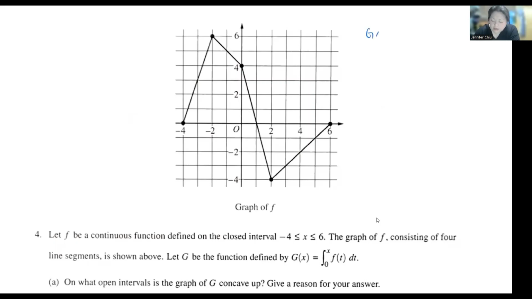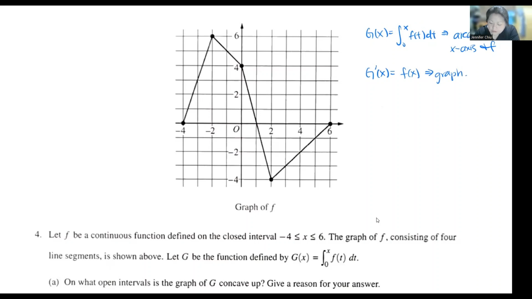So if g of x is defined as the integral from 0 to x of f of t dt, then you're looking at the area between the x-axis and f, right? So the area between the x-axis and the function f. If I'm asking you to look for g prime, that means take the derivative. I took the derivative of this side, you take the derivative of that side, that's the fundamental theorem of calculus. That means you're looking at f of x, which means I'm looking at the graph itself, okay?